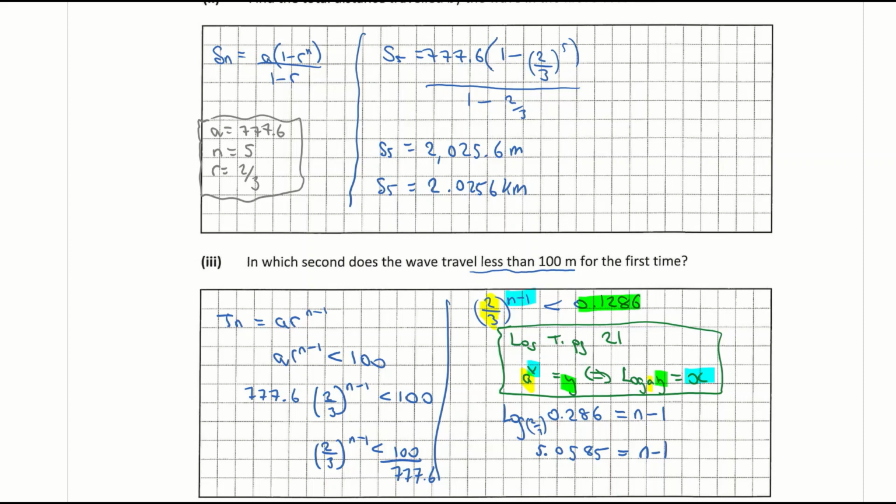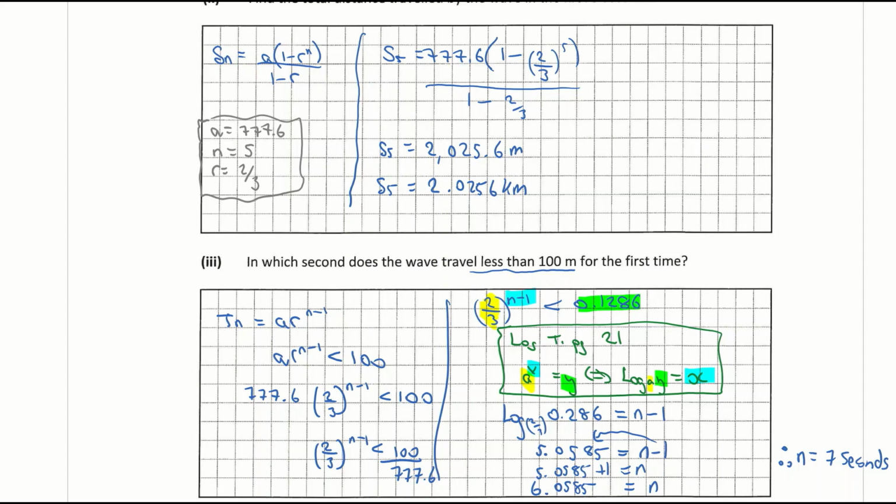And my final step is I'm going to move over the minus 1, so add 1 to both sides, which is 5.0585 plus 1 is equal to n. So n is equal to 6.0585. Now we need a whole second, so therefore my solution here would be n is equal to 7 seconds. So don't round down, because if we sub in 6, it would not give us a distance of less than 100 meters. We need to round up to 7 seconds. Even though I know it's 6.05, we're commonly used to rounding down, but not in this case in a practical word problem question.